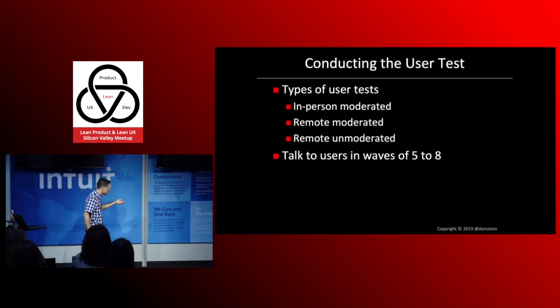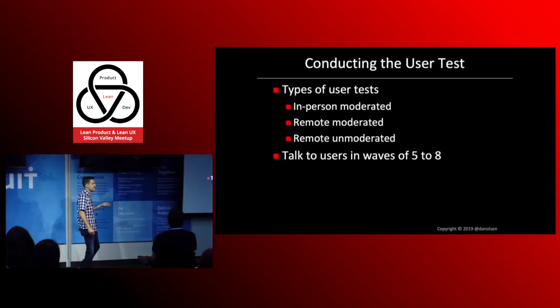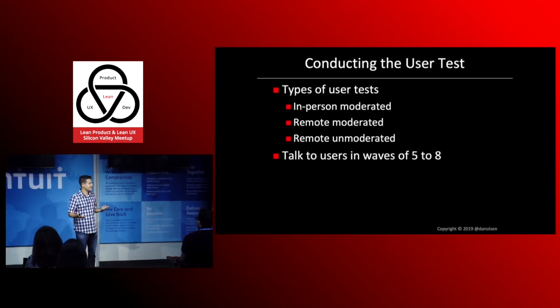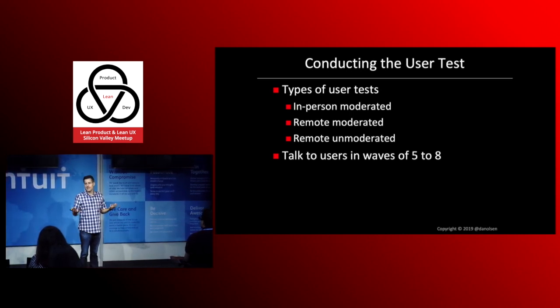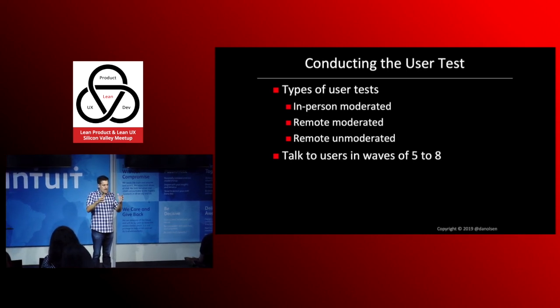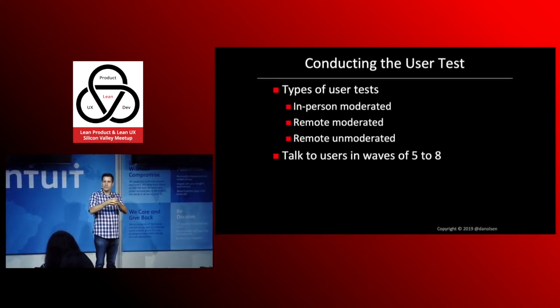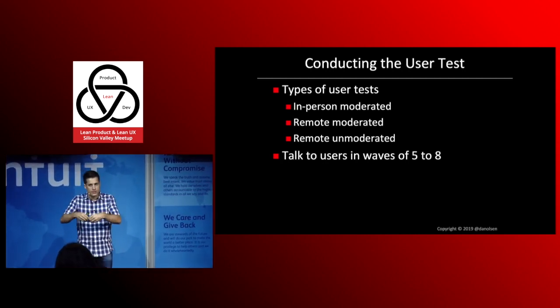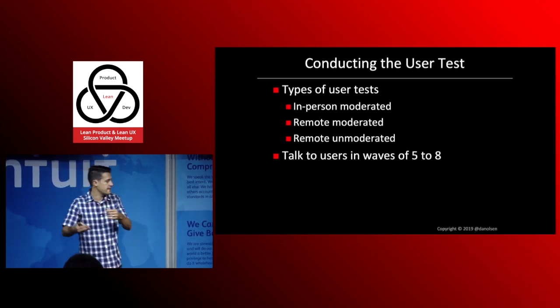Oh, finally, I like to talk to users in waves of 5 to 8, maybe 5 to 10. Some people want bigger sample sizes. The real thing is between 8 and 10, there's not really a big difference, but 5 to 10, let's say. What we want to do is do a batch of 5 to 8, and then stop and pattern match the feedback that we got, process it and then act on that, iterate our mock-up, and then do another new fresh batch of 8 people. That's how I like to do it.